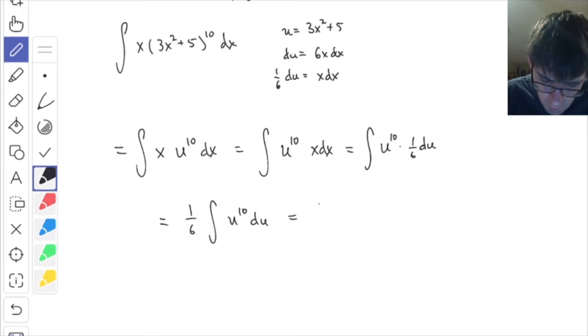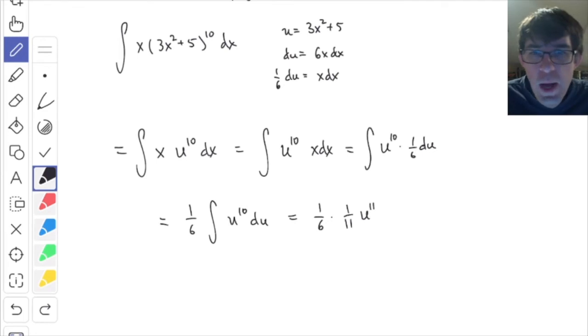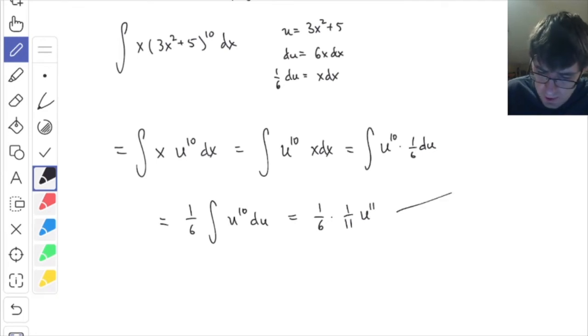Yes, so we got the 1/6 outside, and then the integral becomes 1/11 u to the 11. And then, at this point, remember, I've been forgetting about those boundary values here. Ordinarily, at this point, I would put a plus c, but I'm just going to say no plus c, since it's a definite integral.